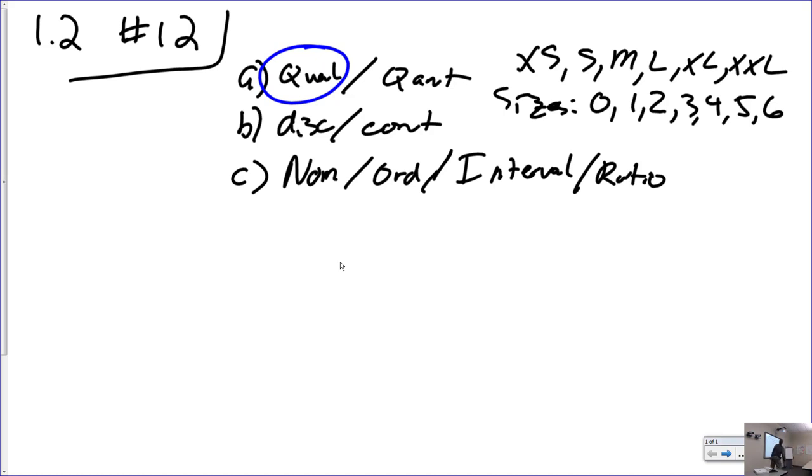And so, again, it kind of depends on where you're at, right? Because if the shirt size literally is a measurement of how long it is versus how wide the neck is versus how long the sleeve is, and they're measuring those numbers and giving them to you, then it starts to become quantitative. This is why you have to ask questions and be specific, okay?